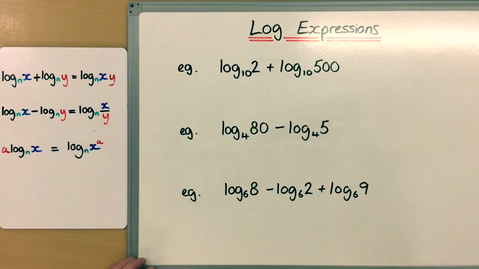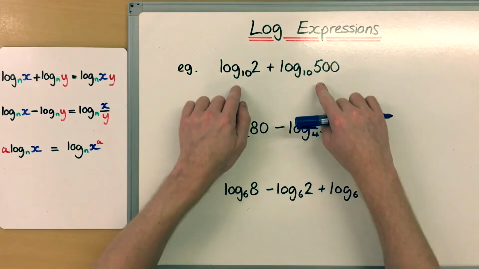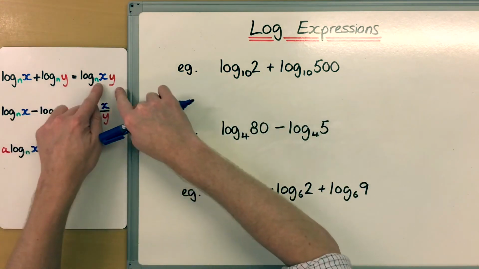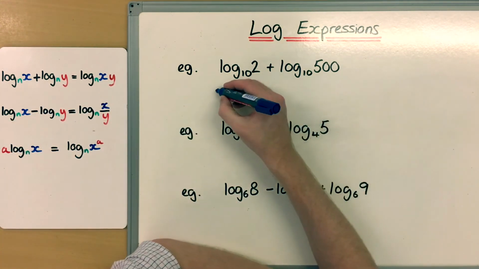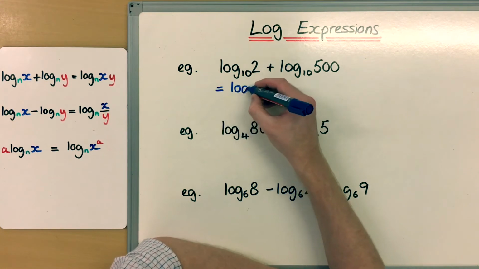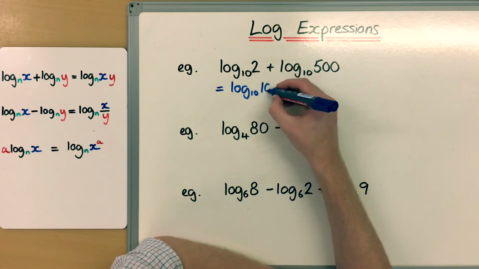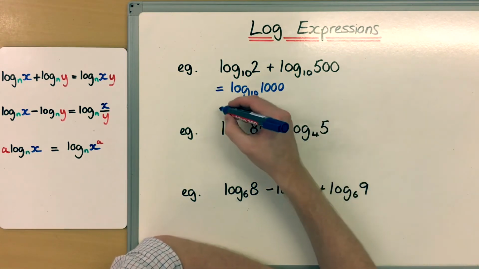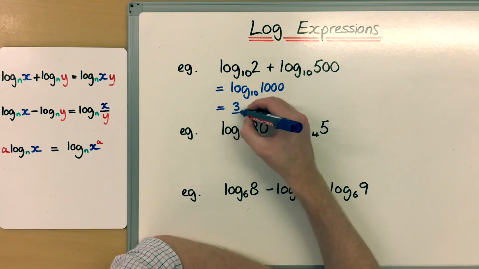So let's try and evaluate these 3 log expressions using my 3 log laws here. I'm going to go for 3 and then another 3, and there are plenty more examples on the worksheet which will be attached. So we've got log to the base 10 of 2 plus log to the base 10 of 500. When I add 2 logs, if they've both got the same base, that's important, it means I can multiply them together. So 2 times 500, this will become log to the base 10 of 1000. And then I ask myself, 10 to the power of what is 1000? And the answer is 3.